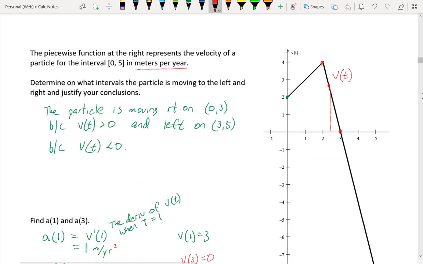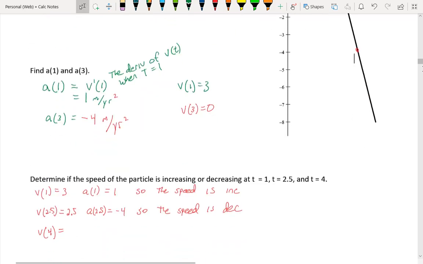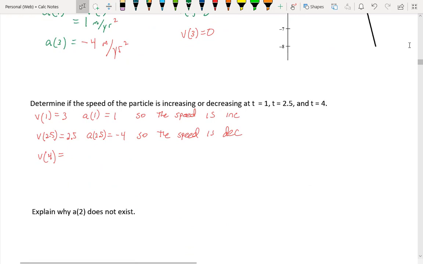V of 4 equals, and if we go back to our graph, v of 4 is going to, wow, holy cow, that's way down here. That looks like it's probably negative 4, and again, a of 4 is still negative 4, it's still on the same line. So v of 4 is negative 4 and a of 4 equals negative 4, those are both negative, so the speed is increasing. Whoo-wee. All right, last question.